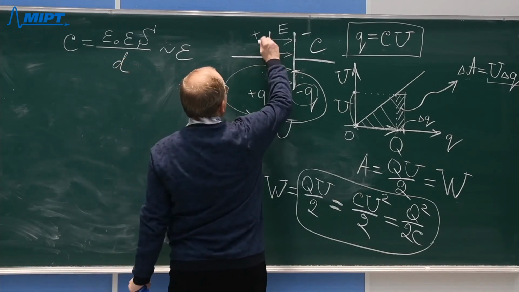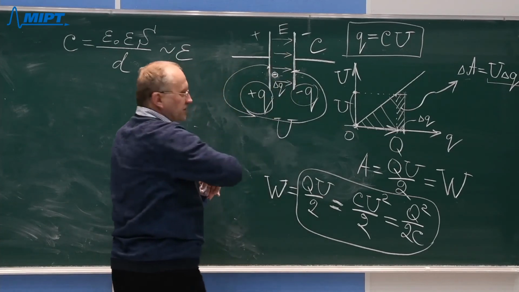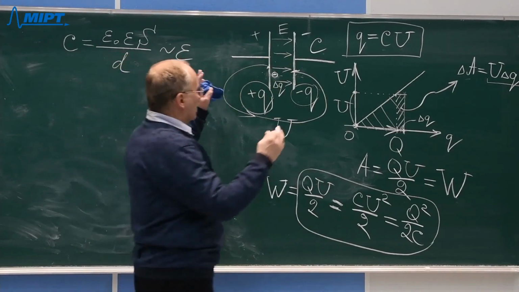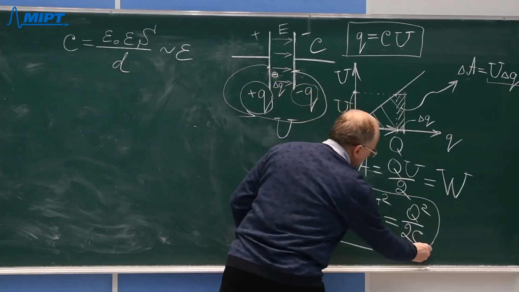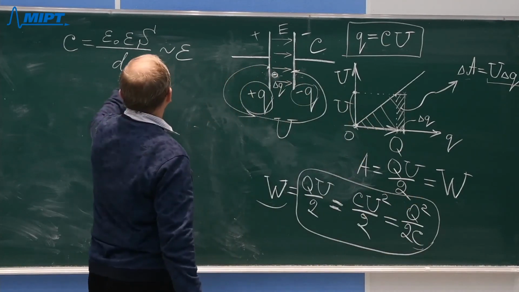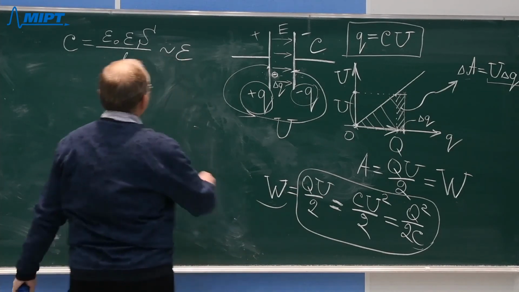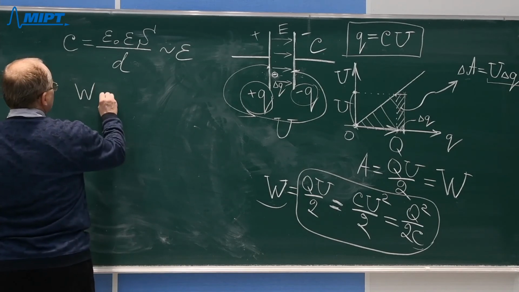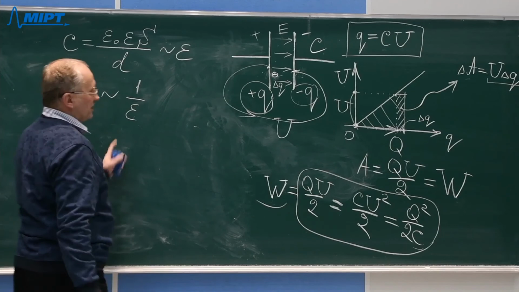Then the charge of the capacitor will remain constant. It cannot be lost anywhere. The charge is constant. In this way, the energy will change just like 1 divided by C. And if C is proportional to dielectric permeability, then in this case, the energy of the capacitor will be inversely proportional to dielectric permeability because of this formula.